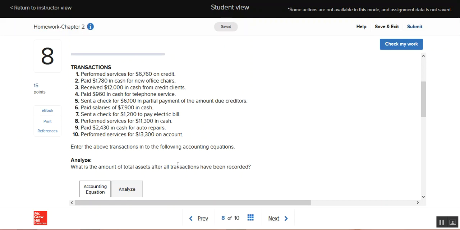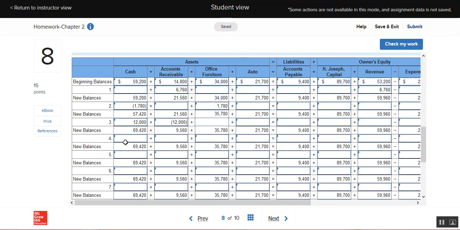Paid $960 in cash for telephone services. So our cash is going out, so that's a subtraction.